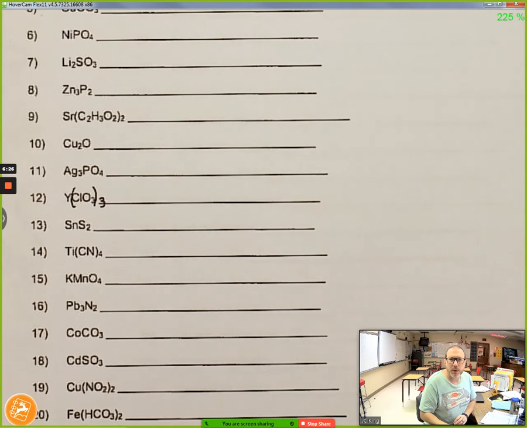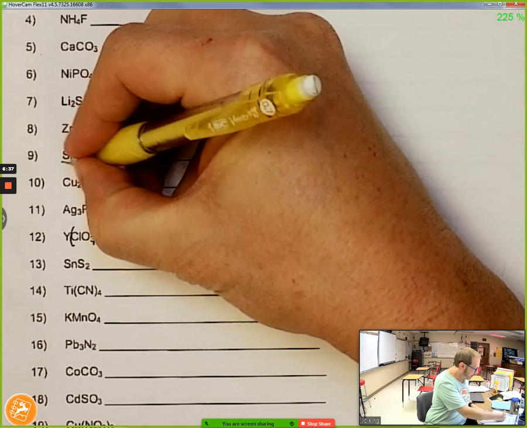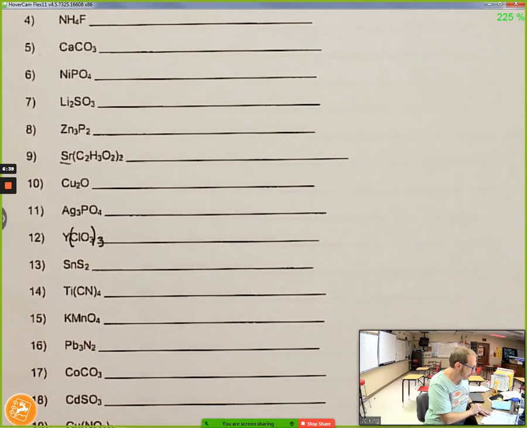Sr(C2H3O2)2. So remember, when you're writing the name, you need to find the name of the positive piece and the name of the negative piece. The positive piece, or the cation, is always first. And so that's just going to be Sr. And I can look up on my periodic table to find out that Sr is called strontium.